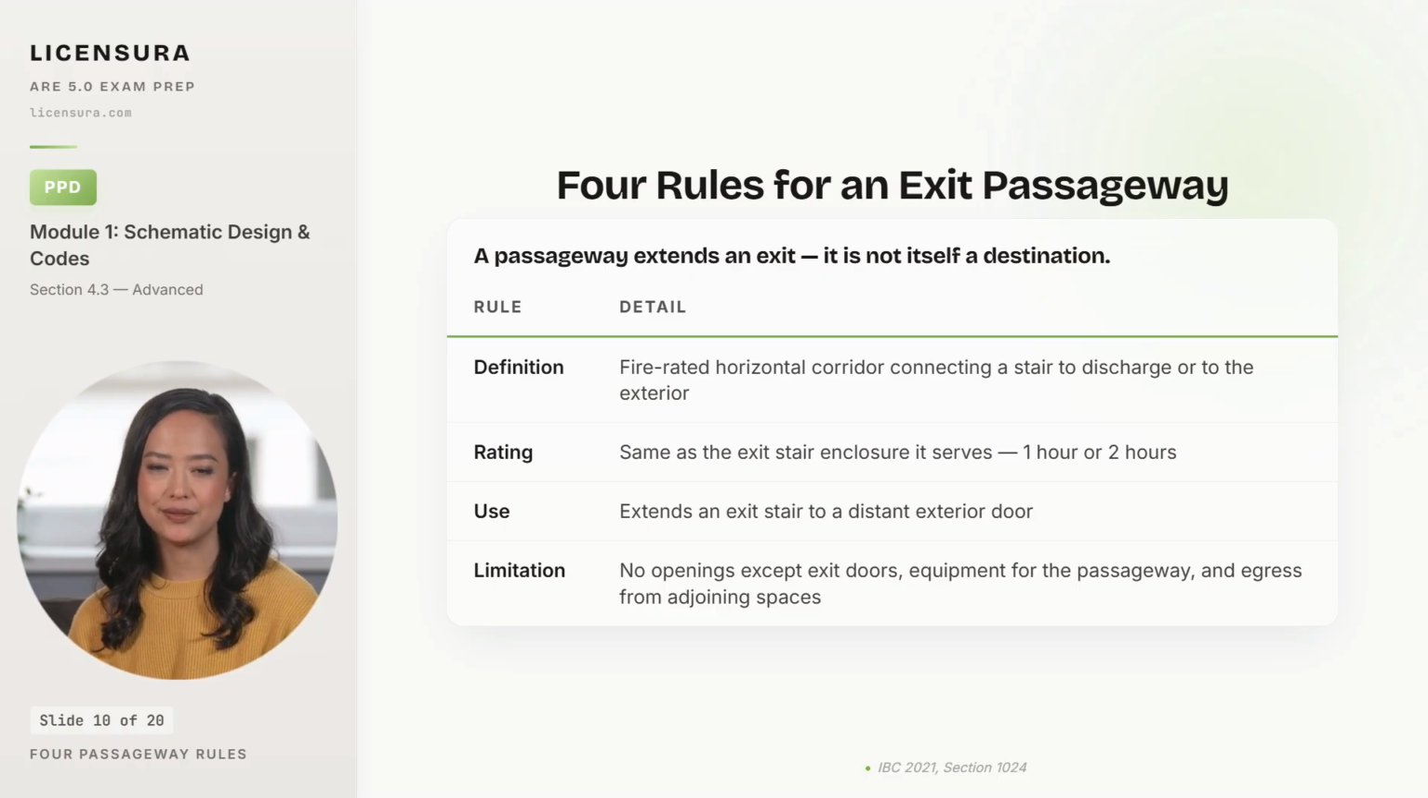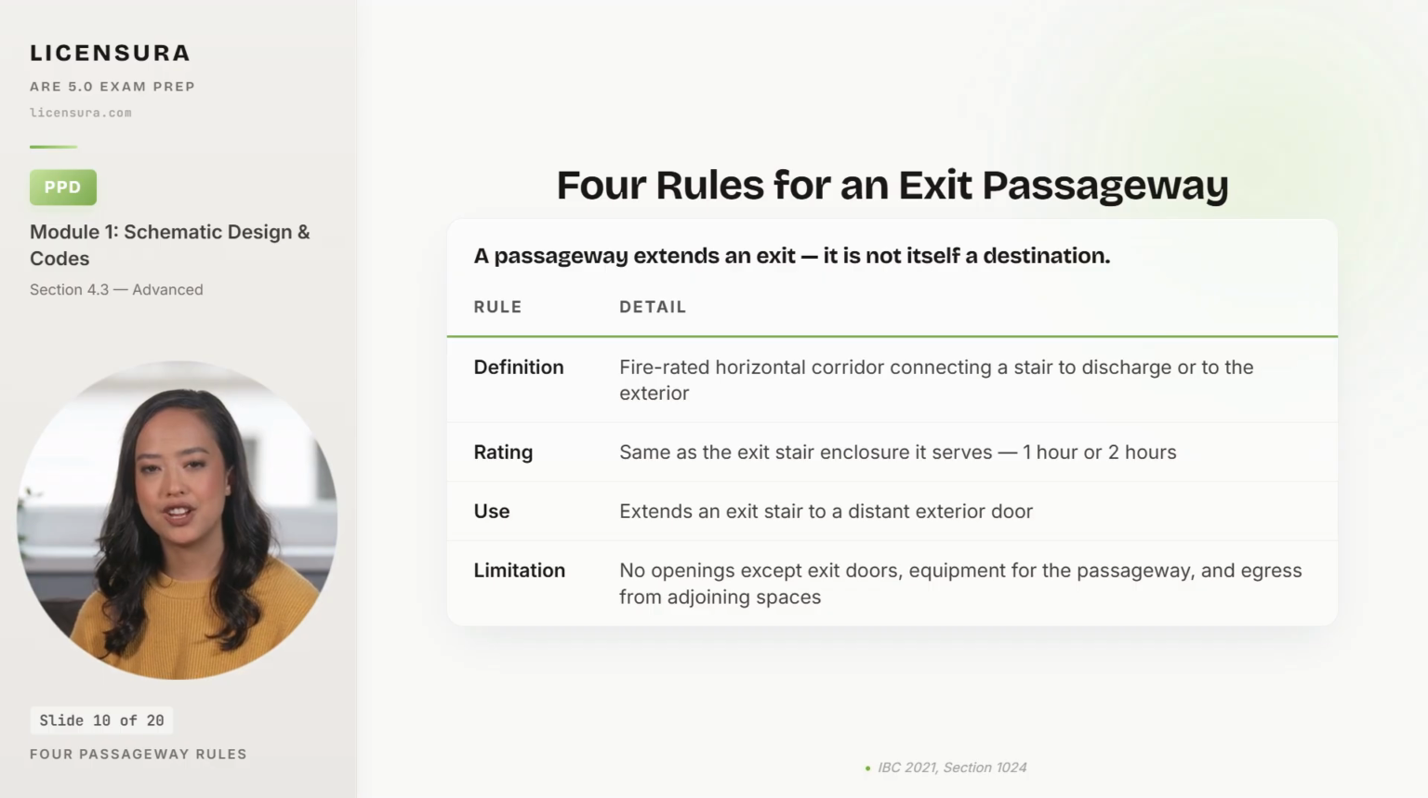Second, the rating. The passageway carries the same rating as the stair enclosure it serves, so a 1-hour stair becomes a 1-hour passageway, and a 2-hour stair becomes a 2-hour passageway. Third, the use case. Passageways exist primarily to route an interior discharging stair to a distant exterior door, which is common in large floor plates where the stair lands in the building's interior.